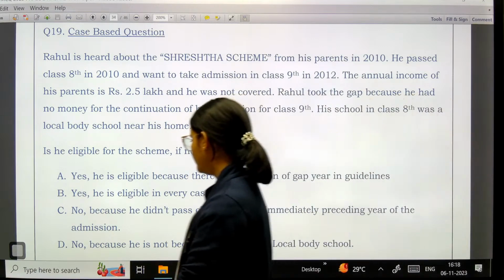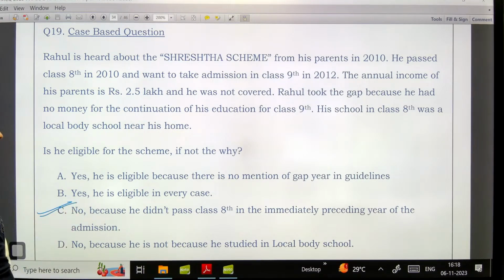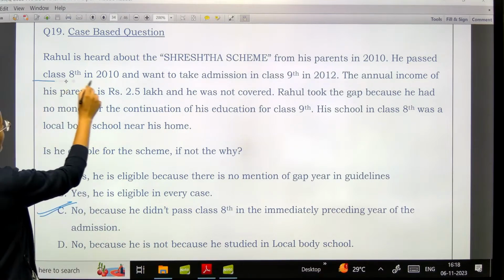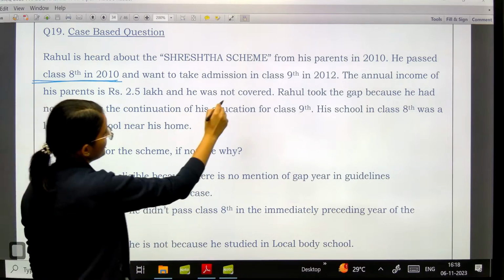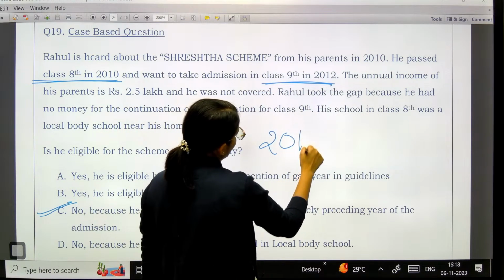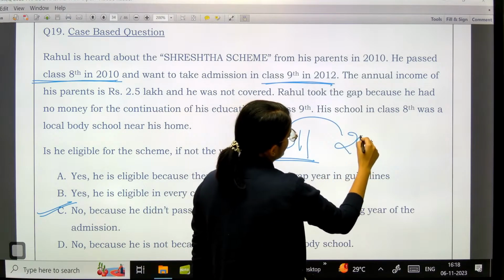Okay. So nobody is giving the answer to this question. He is not eligible because he didn't pass class 8 in the immediately preceding year of the admission. See, he passed class 8 in 2010 and he wanted to take admission in class 9 in 2012. So there is a gap of 2011 and he is taking admission in 2012.